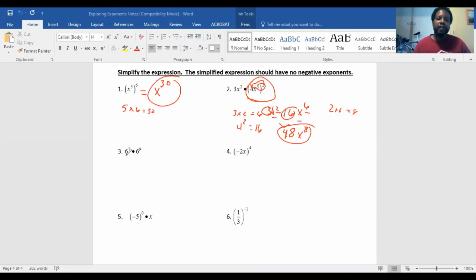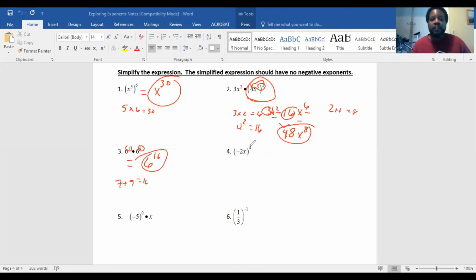Number 3, we have our power rule because it's the same base. We're going to keep that base. It's definitely going to equal to 6. And then we have to just take our 7 and our 9. And since they're just being multiplied together, we just do 7 plus 9. It's going to give us 16. So it's 6 to the 16th power.